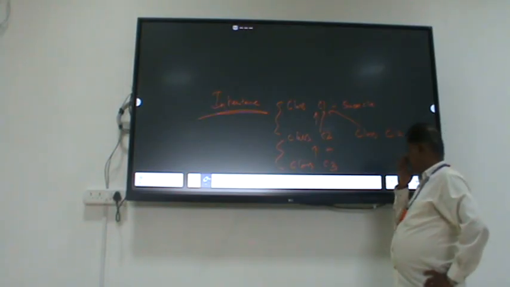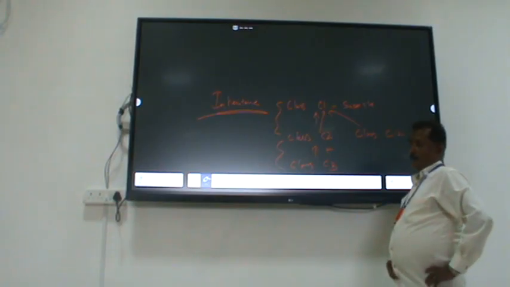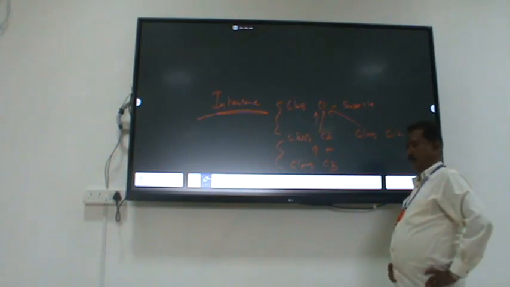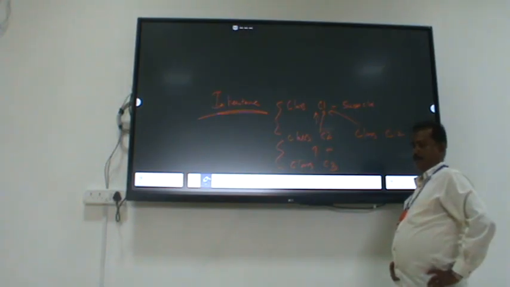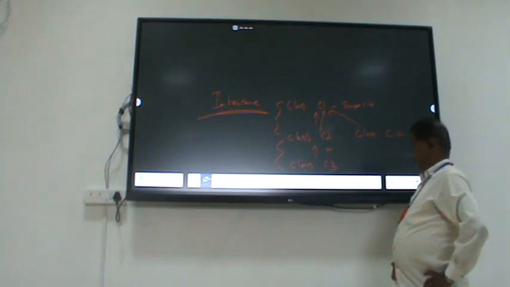This type of inheritance is called hierarchical. It's not multiple. Multiple means different. Multi-level, multiple, single, hierarchical, hybrid. Like that we have many types of inheritance.